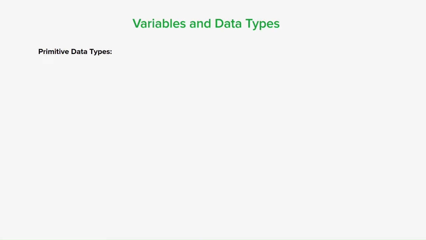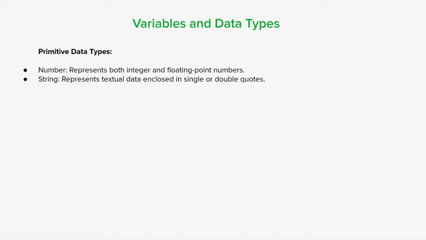And data types are basically types of data. JavaScript has several built-in data types that categorize the kind of value a variable can hold. First of all, you have the primitive data types, and these are numbers, which represent both integer and floating point numbers; strings, which represent textual data enclosed in single or double quotes; and boolean, which represents either true or false.